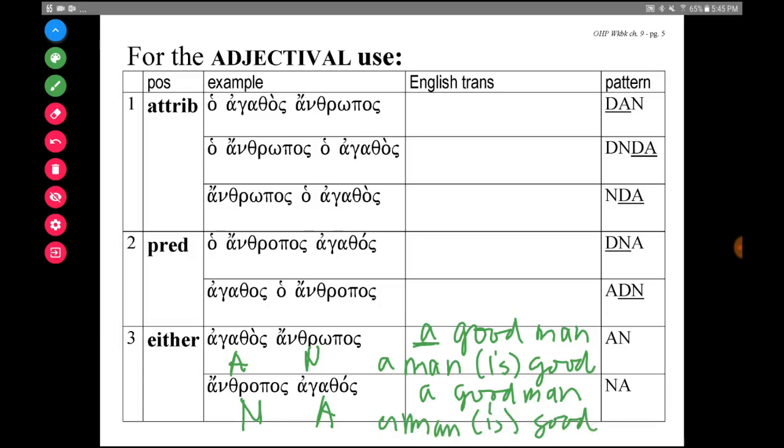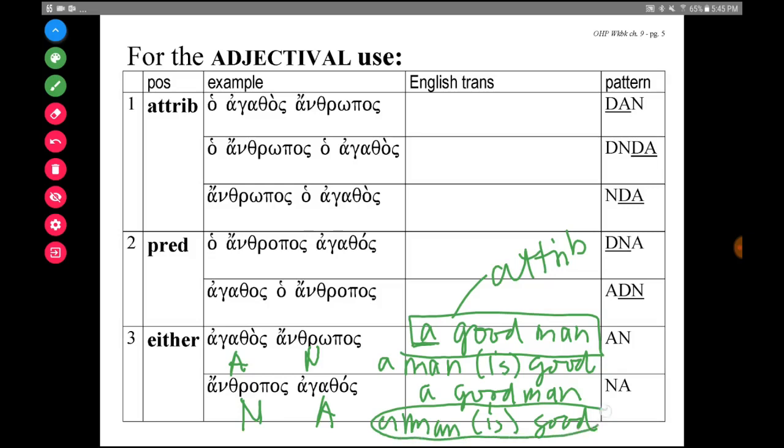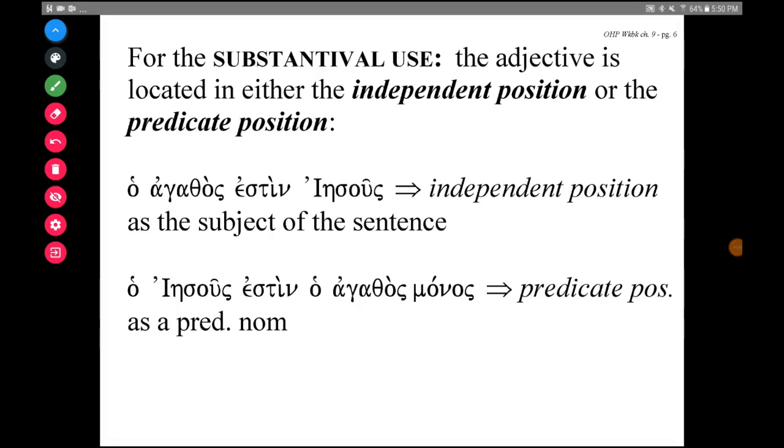And there is really no way to tell the difference between the attributive use or the predicate translation or predicate use, except context. Once the phrase is used in a sentence, you'll know whether it's an attributive use or a predicate use. Finally, let's go over the substantive use of the adjective using some Greek examples.